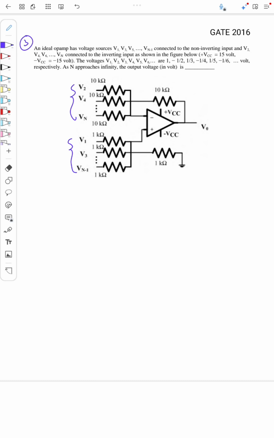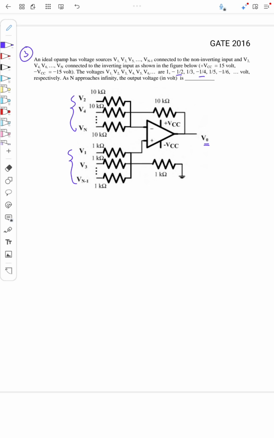So if you see here, the even terms are negative, right? Minus 1 by 2, minus 1 by 4, minus 1 by 6, etc. As n approaches infinity, we need to find the output voltage V0 when n approaches infinity.